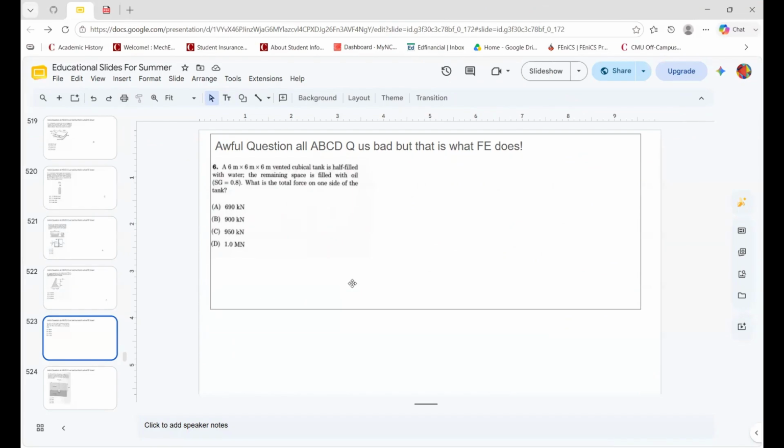Anyway, next problem: a 6 by 6 by 6 vented cubic tank is half filled with water. The remaining space is filled with oil, 0.8. What is the total force on one side of the tank? Okay, so half is filled with water, so we have to create two different profiles for it. Anyways, this is the profile I'm going to give it. So this is going to be 3, and this is going to be 3.